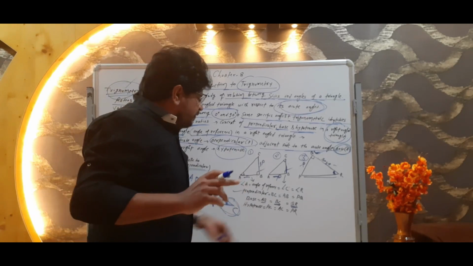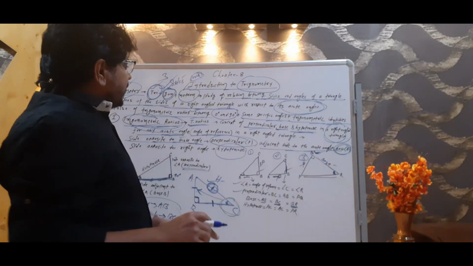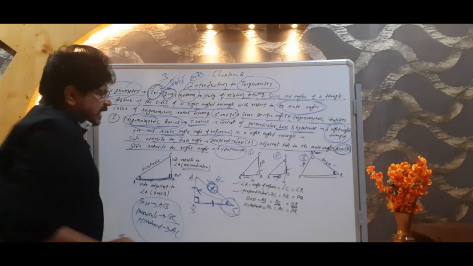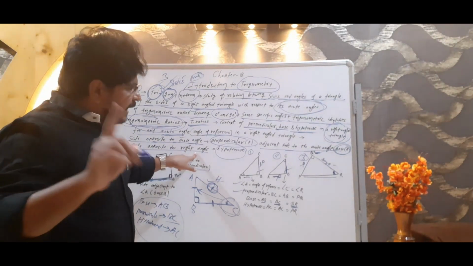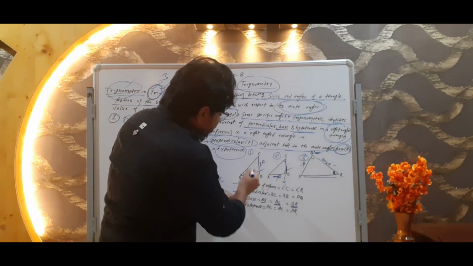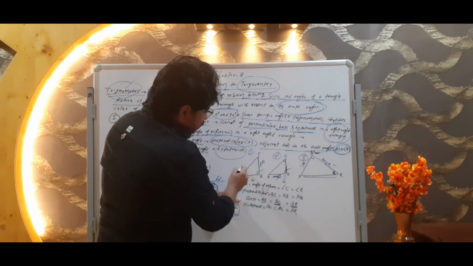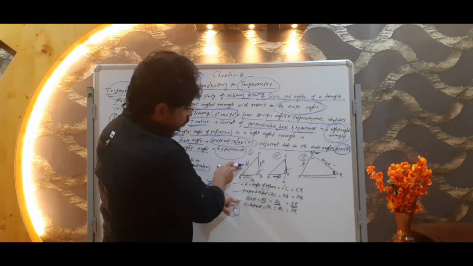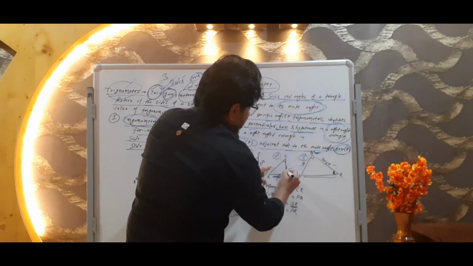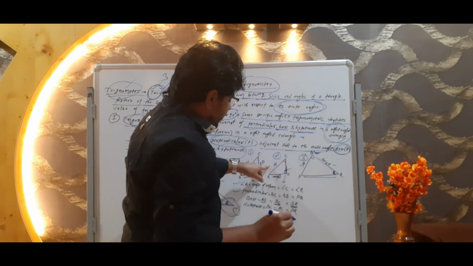Now last we will discuss hypotenuse. What is the definition of hypotenuse? Hypotenuse means side opposite to right angle. Let's see where is the right angle. In figure 1, right angle at B, the opposite side would be AC. Clear guys? Here also it is the same, right angle at B, then the opposite side would be AC. Clear this thing?